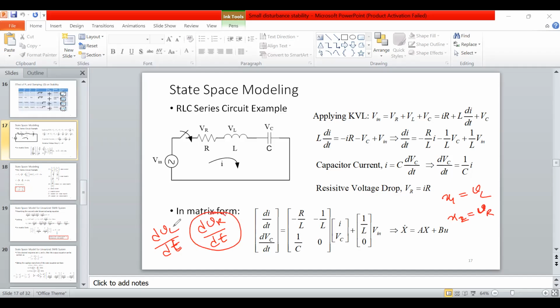Okay, it's not possible. So the condition for your x1 and x2, that is for your state variables, is that they must be in d by dt format. Must. So you see the only two variables which are in d by dt format are your current and your capacitor voltage. That's why we have chosen x1 and x2 to be I and VC respectively. Is it okay? Okay sir. Understood? Okay. Any other question, anyone?